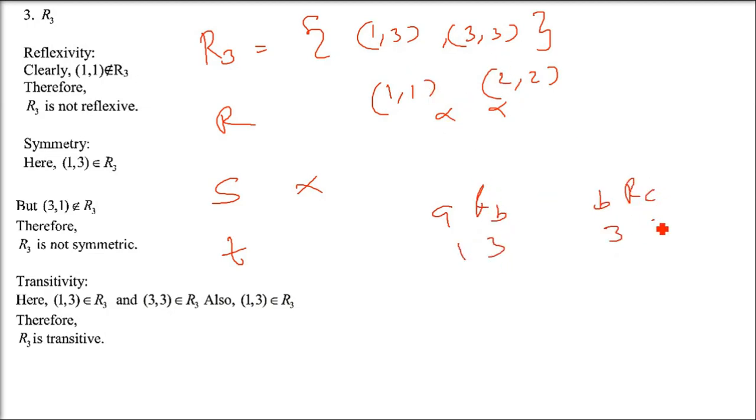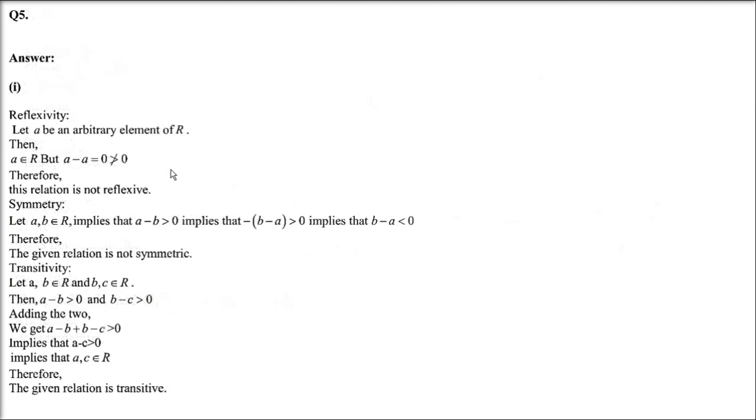That is, A related to B, 1 3, I am writing here 3 3. So we should get AB, BC, but AC should be there. So 1 3 should be there, and it is there. So it is transitive. It is not reflexive, not symmetric. It is transitive.